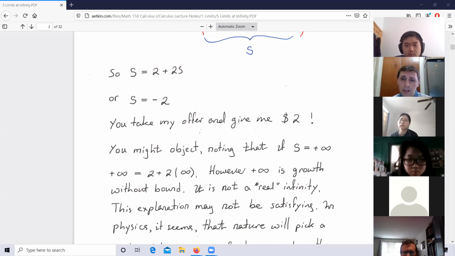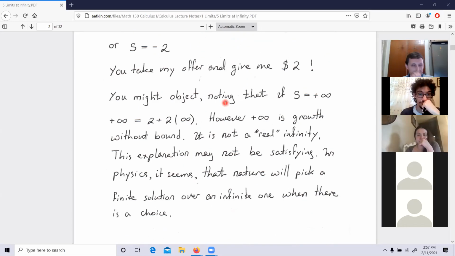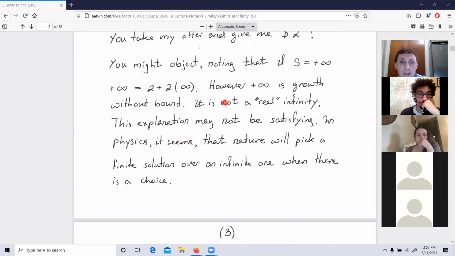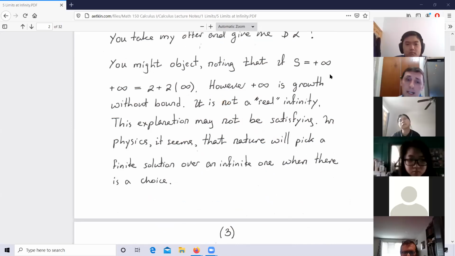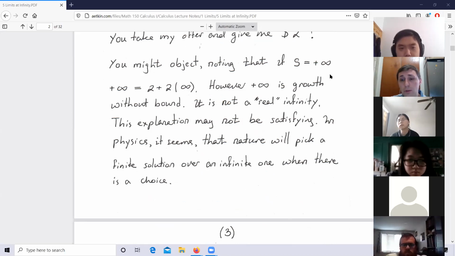But maybe it's not finite. What should it be? I will try to explain a little bit: nature does everything it can, it seems, to prevent infinity from coming to be. So in physics, when you study physics, you realize that if you have 2 solutions and one of the solutions is infinite, the infinite solution somehow must not happen, must not be.